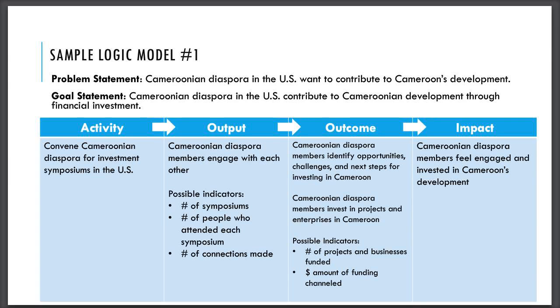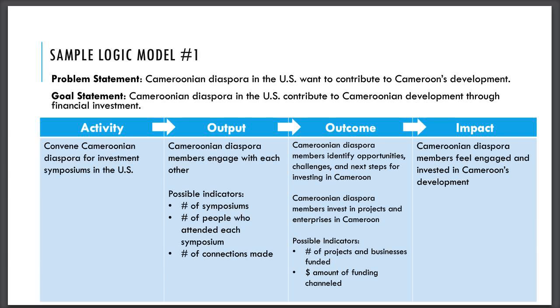And so again, moving along the logic model, we have outcomes. And again, outcomes are measurable improvements or accomplishments at the beneficiary or participant level. And so an outcome of engaging in investment symposiums could be that diaspora members identify opportunities, challenges, and next steps for investing in Cameroon. If that's the outcome that you're trying to reach, then great. But if there's another outcome, such as diaspora members actually investing in projects and enterprises, then that could be another potential outcome that you've got there. And then again, ways to measure that, the possible indicators, could be either the number of projects and businesses in Cameroon funded, or the dollar amount of funding channeled to those Cameroonian projects and businesses.